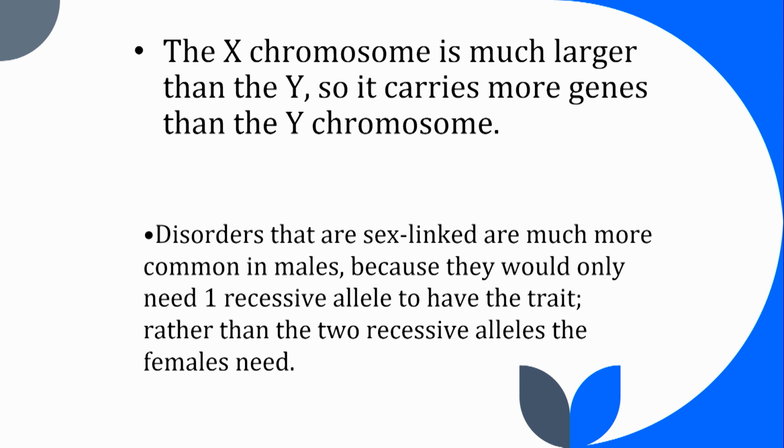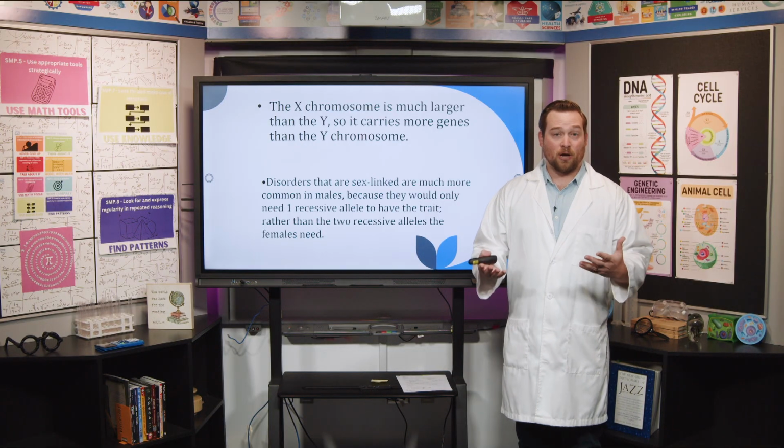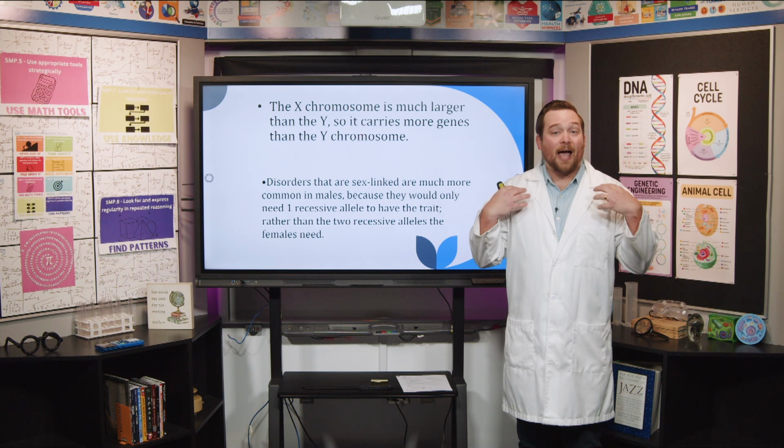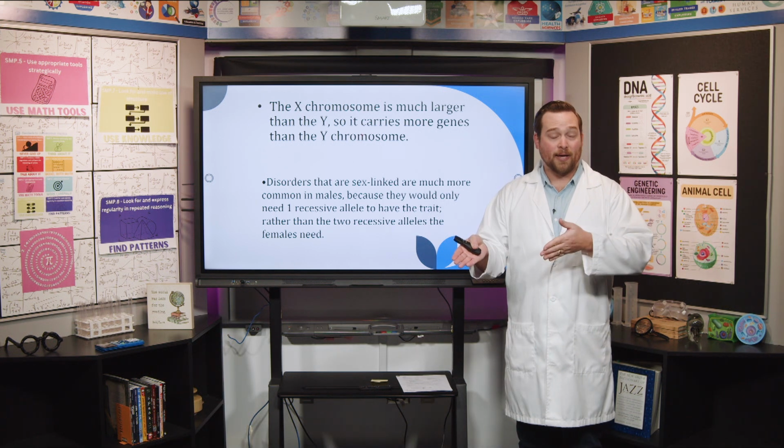So an example of these sex-linked traits is color blindness. The gene for having normal vision is on the X chromosome. Women have two X chromosomes, so they're more likely to have that normal vision, because they need two recessive alleles in order to be colorblind.